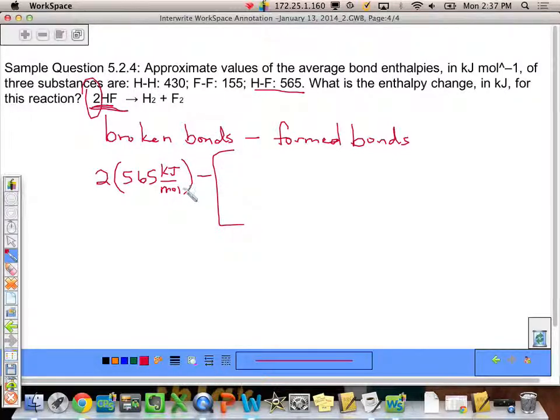I've got multiple formed bonds, so I'm going to put it in brackets here. I have 1 mole of the HH bond, so I have 430 kilojoules per mole. And I add to that, because I have an add there, my F2, and there's again only 1 mole of it, so I'm going to add 155 kilojoules per mole.